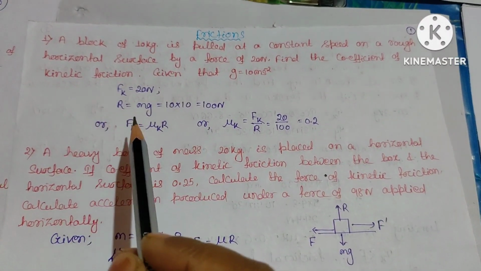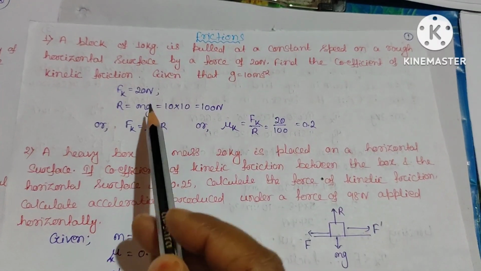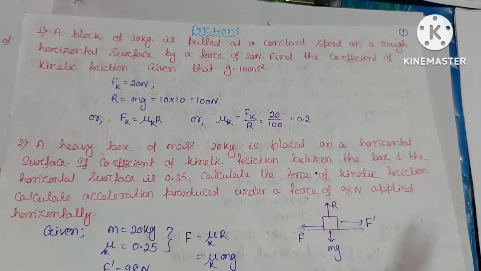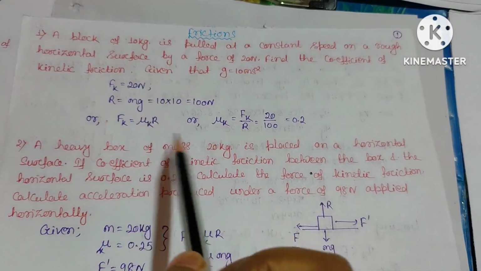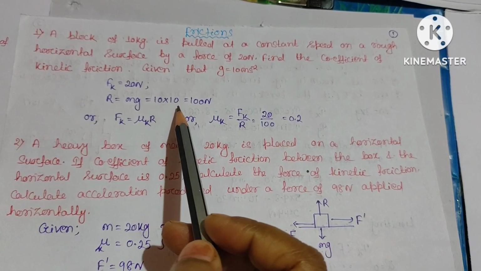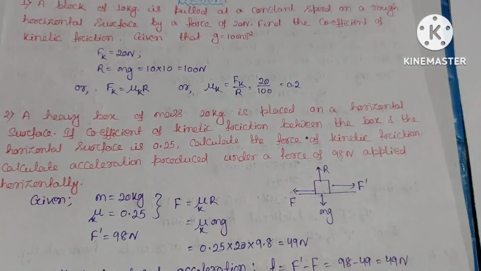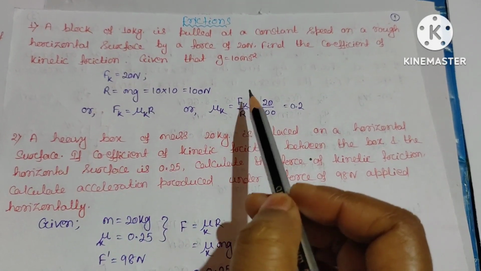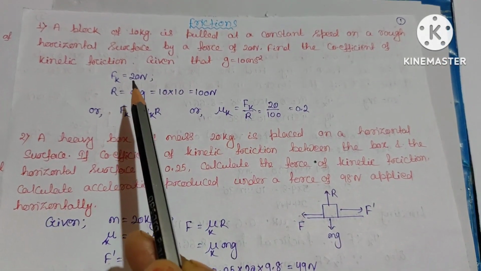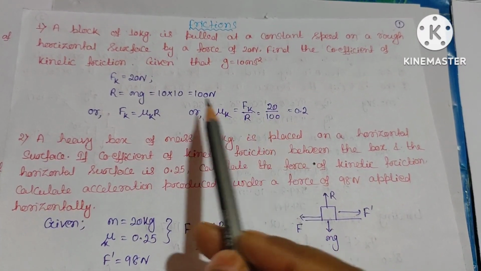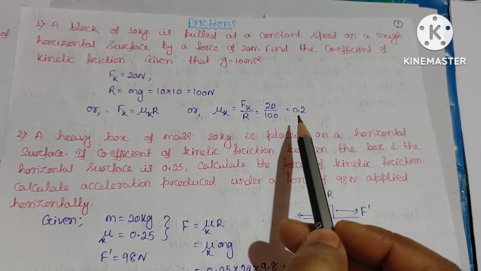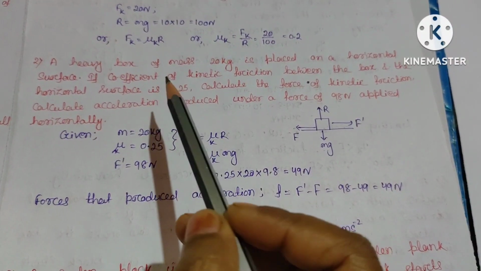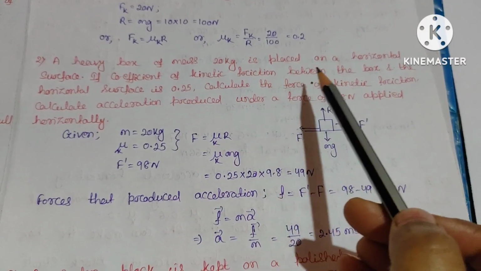What is given? The kinetic friction is given, that is 20 Newton. And what is the normal reaction? That is mg, you know. Mass is given here as 10 kg and g is 10 meter per second square, so this is 100 Newton. Fk equals mu k R, or you can write mu k equal to Fk by R. So Fk is 20 Newton divided by 100 Newton. 20 by 100, that is 0.2. It has no unit.